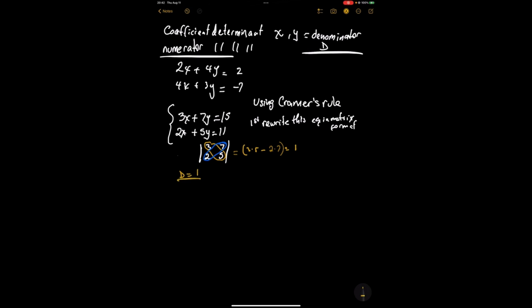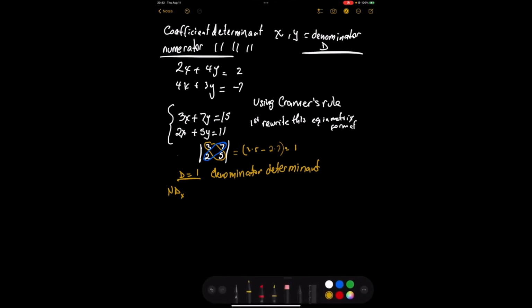This is what we call the denominator determinant. Now we need to find the numerator determinant, and I'm going to say ND for numerator determinant, and I'm going to put a little x on the bottom, meaning I'm looking for the x numerator determinant, and that would be from the same matrix.